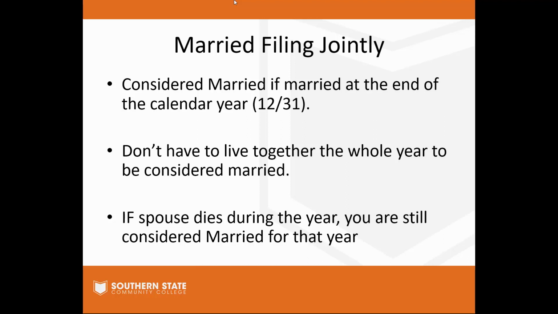You don't have to live together the whole year to be married. So, if you got married in July but didn't live together from January to June, that's fine. Again, it's going by the end of the tax year what your status was.